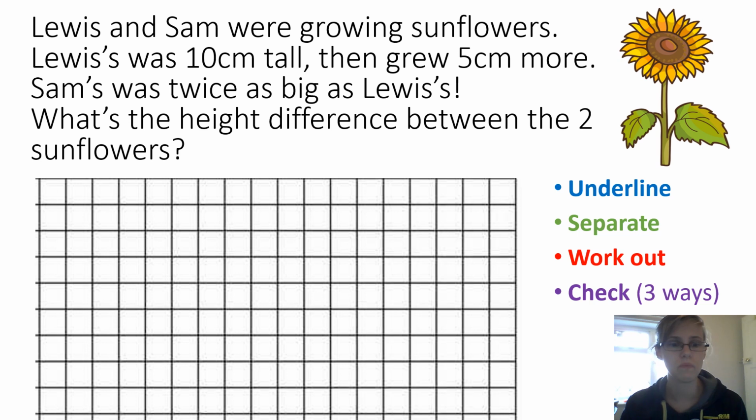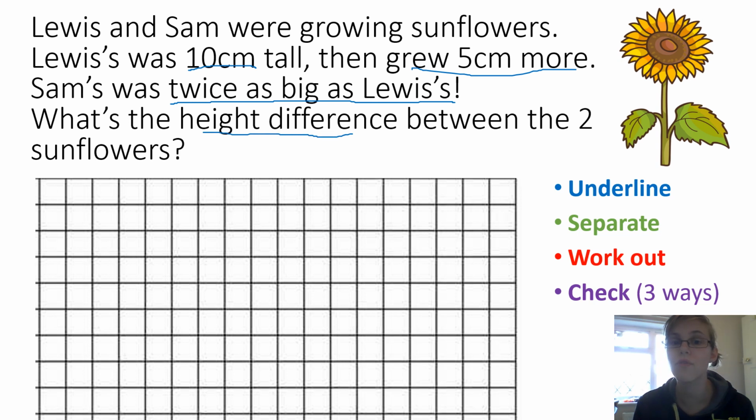Yes. So Lewis and Sam are growing sunflowers. Lewis's was 10 centimeters tall, then grew 5 centimeters more. So when you're adding there, Sam's was twice as big as Lewis's. Okay, there's a couple of steps here. What was the height difference between the 2 sunflowers?